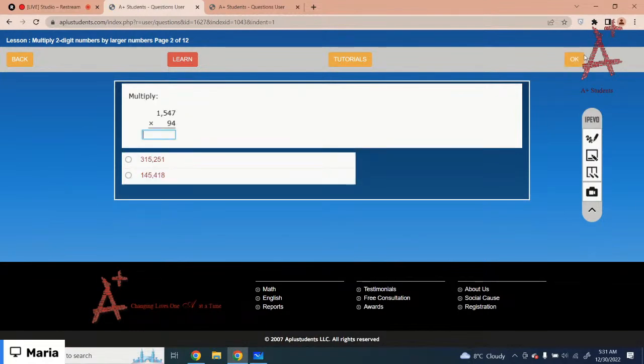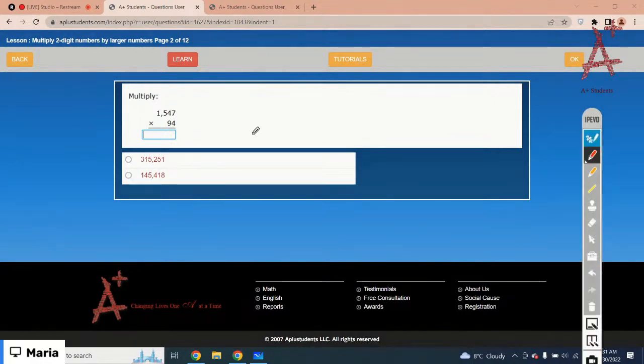Okay, the next one is 1547 times 94. Got it? 1547 times 94. 4 times 7 is 28. 8 and 2 carry. 4 times 4 is 16 and 2, 18. 8 and 1 carry. 4 times 5 is 20 and 1, 21. 1 and 2 carry. 4 times 1 is 4 and 2, 6.